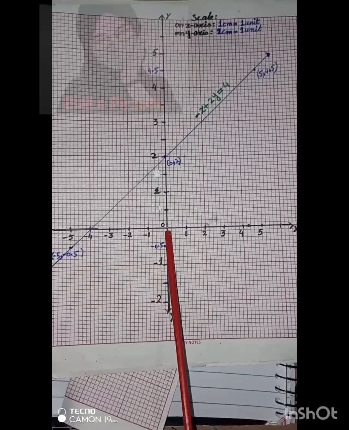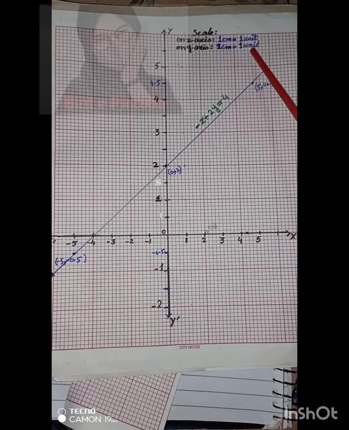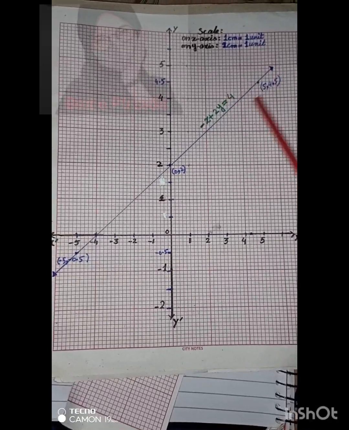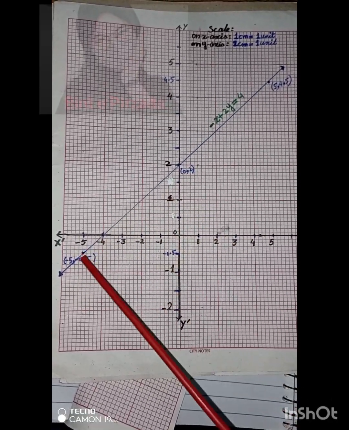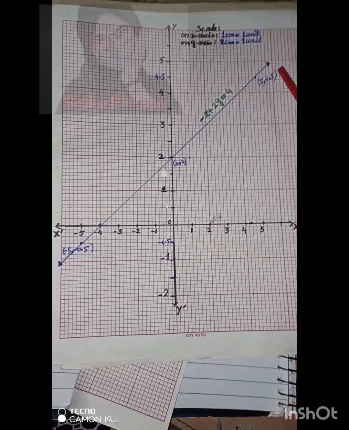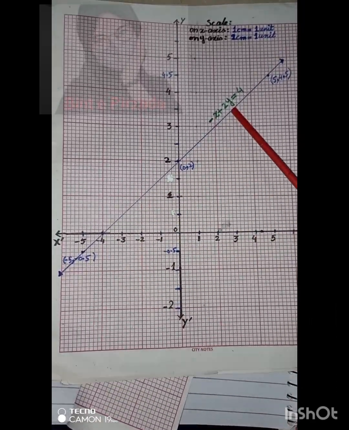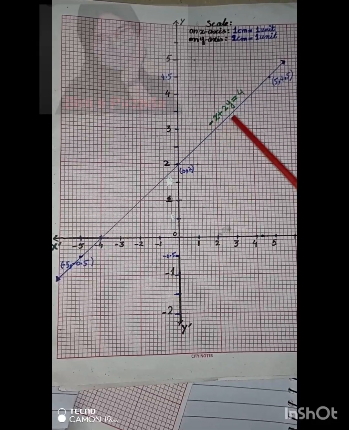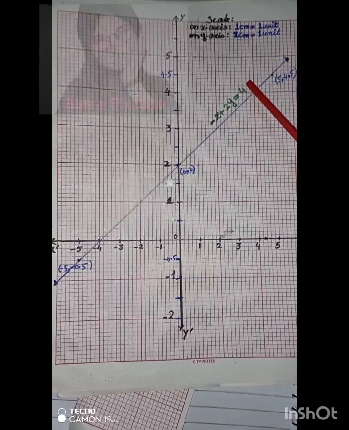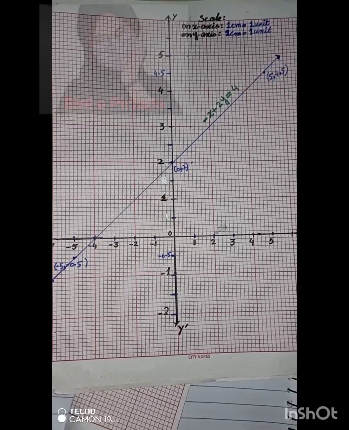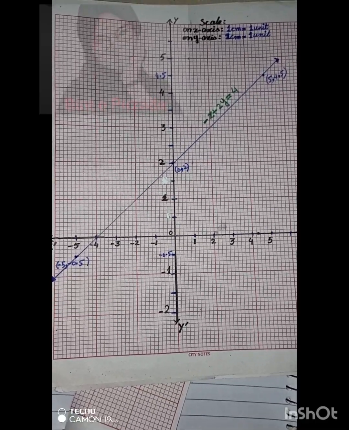Then we have set our scale according to the scale given in the question. Then we have plotted the three ordered pairs from the table, and then we have joined these three ordered pairs using the scale. It is a straight line representing the linear equation -x + 2y = 4. It is done. Next part now.